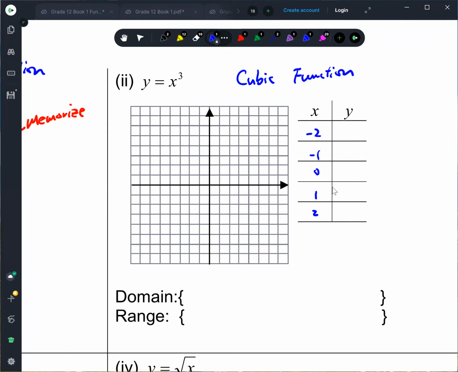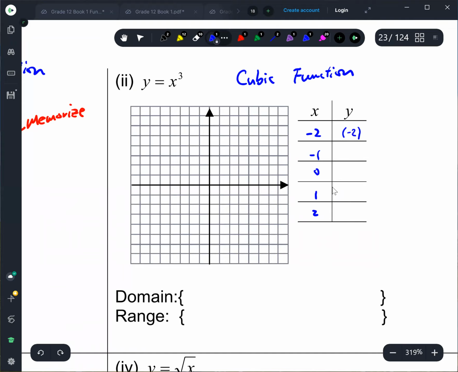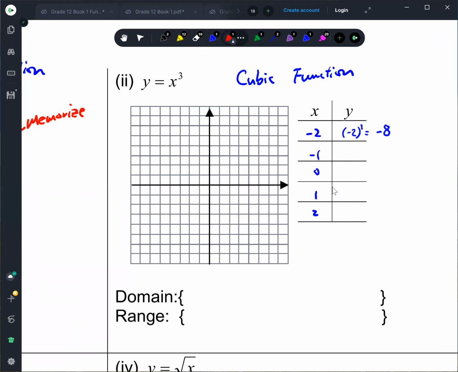This time you need to cube, okay? -2 to the cube. I'll do the first one, -2 to the cube. So -2 times -2 times -2 will still be negative. So the first point is at -8. -2, -8. Okay, so it'll be down here.